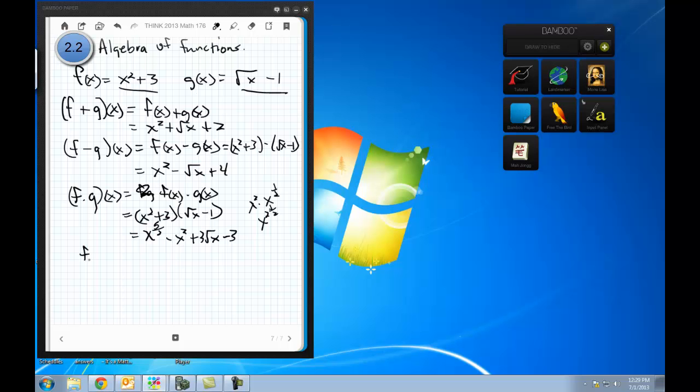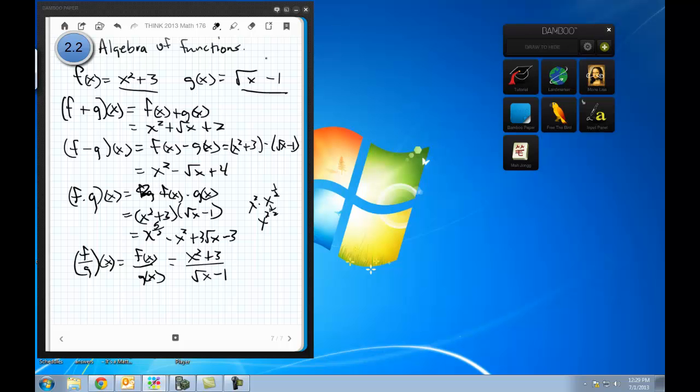Likewise, if I do f divided by g of x, this is the same thing as f of x divided by g of x. Now there's a little caveat here, right? Because you may have something that exists in g, but it won't exist when I start dividing. For example, in this case, I have x squared plus 3 over the square root of x minus 1.